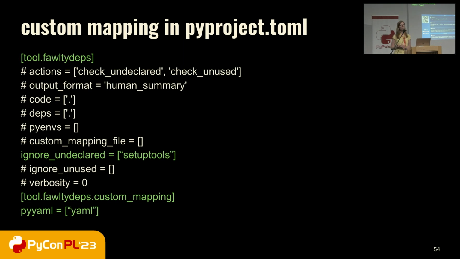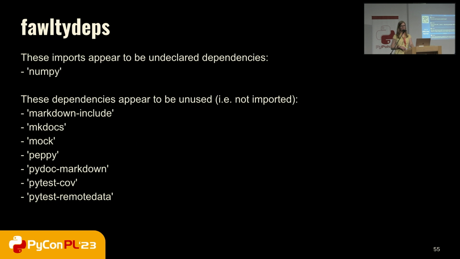And at the bottom of the slide, you can see tool.FawltyDeps.custom_mapping. And in here, you can define your own mapping. So just to put it there, you can also use a file for doing that. So custom mapping file is just above ignore undeclared.